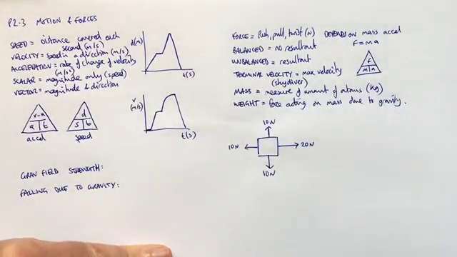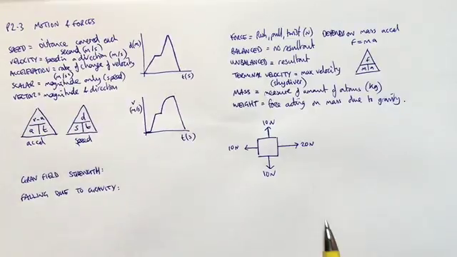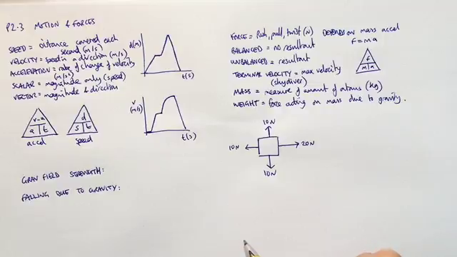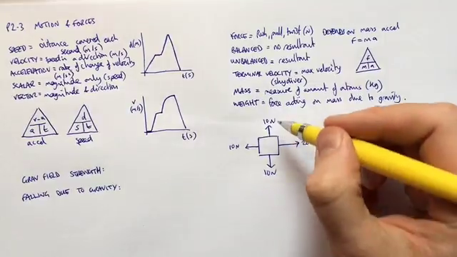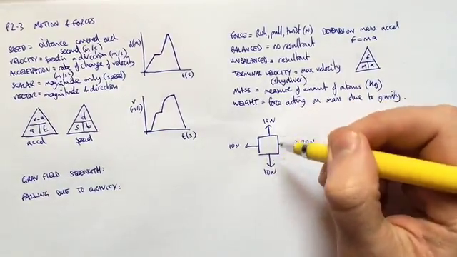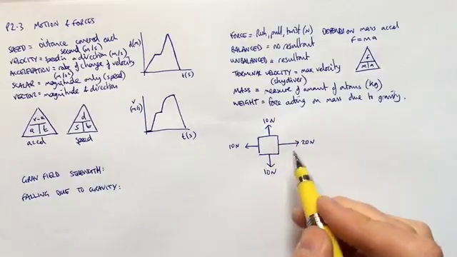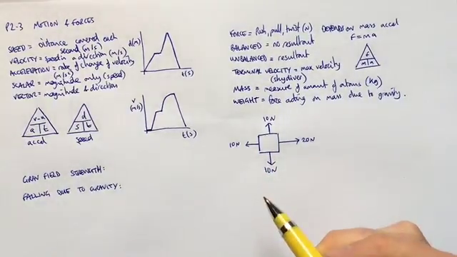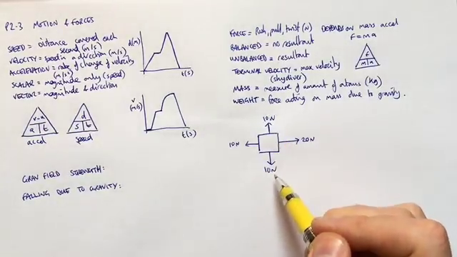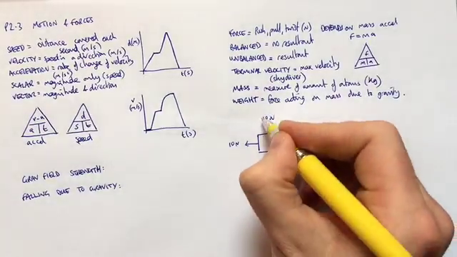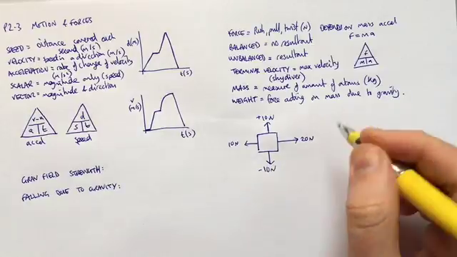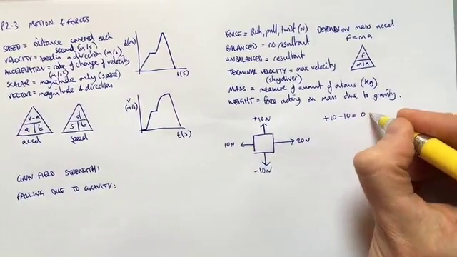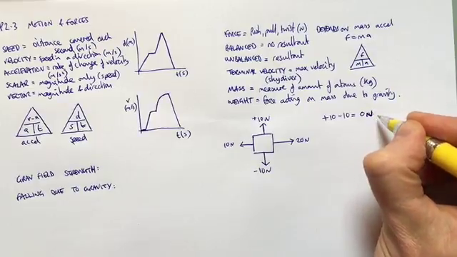One thing you might be asked to do with forces is to work out the resultant forces. So here we've got a free body diagram. To work out the resultant, we consider the vertical components, up and down, and the horizontal components separately. If we look at vertical first, we've got 10 up and 10 down. So if this is plus 10, and that's minus 10, plus 10 minus 10 equals 0 newtons vertically.